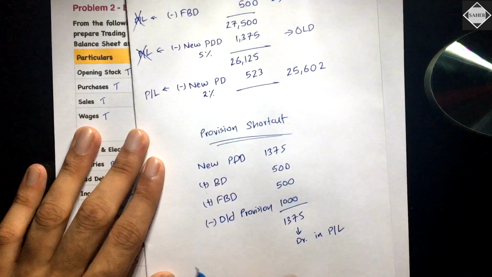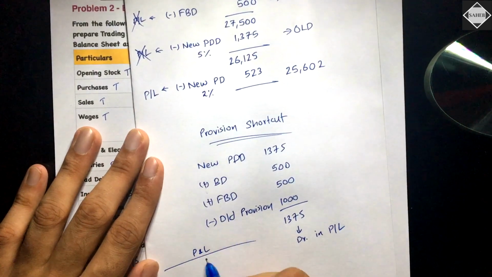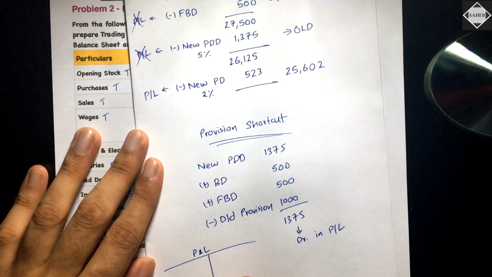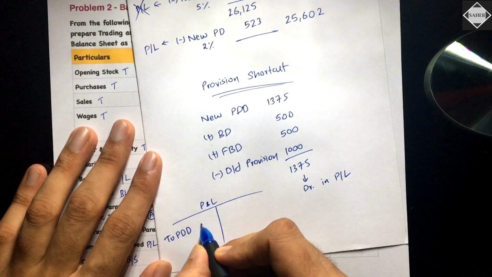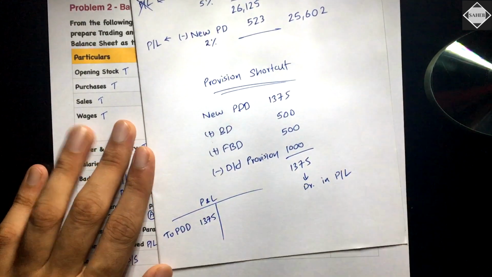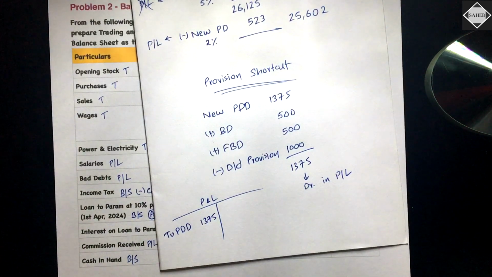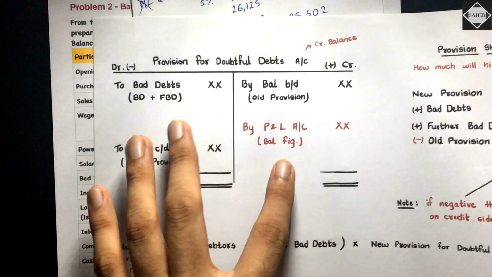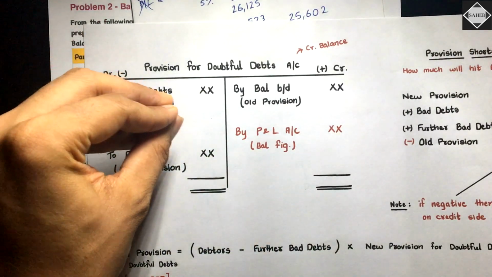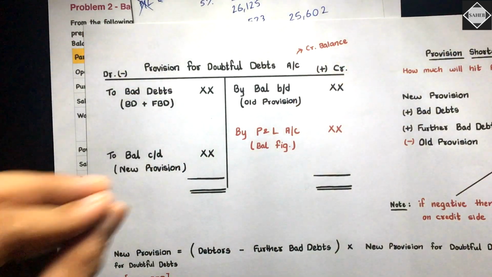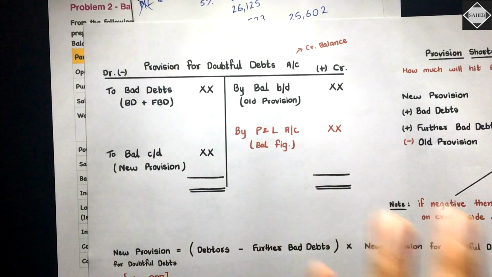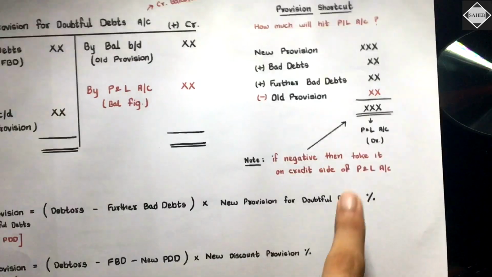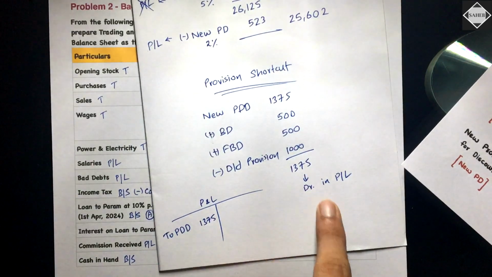How it will happen? Let me just show you. If this is the P&L, then you will write provision for doubtful debts, 1375. What is the logic of this? The logic is really simple. I explained you. The shortcut is not just like that only. It's based on the ledger account. All the bad debts have come over here, old provision has come over here, new provision has come over here. Then we find out this balancing figure hits profit and loss. Is that clear? We got a positive figure now, so it's a debit in P&L.